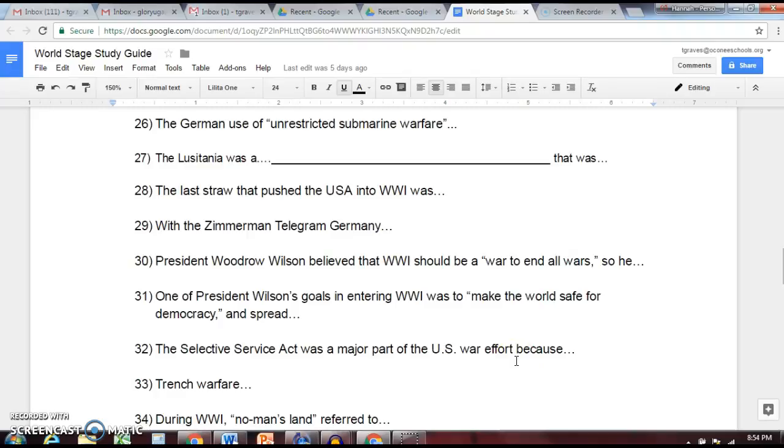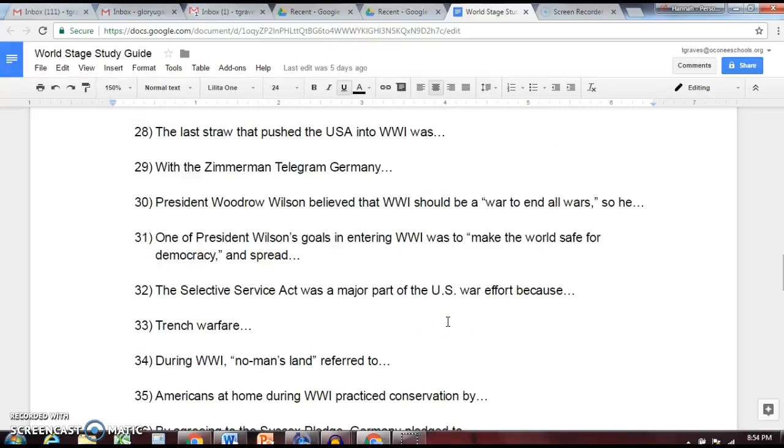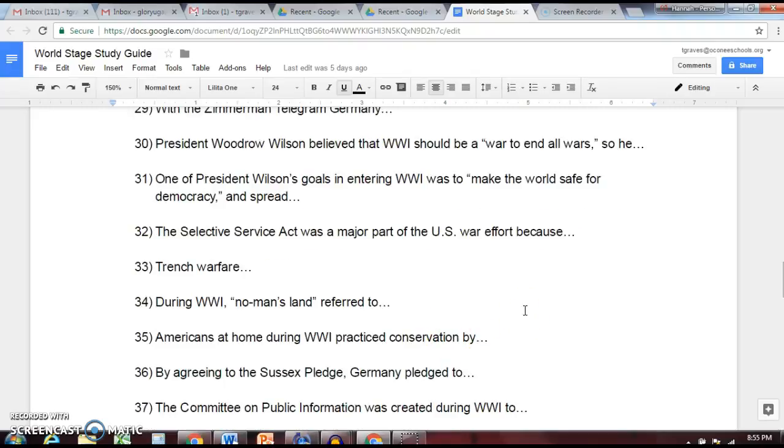Number 34, during World War I, no man's land referred to the area between the trenches on either side. You had the Germans on one side and the French on the other. That land in between them was no man's land because no man wanted to go in there. Number 35, conservation is basically preserving food as much as possible. Americans at home during World War I practiced conservation by growing their own food, what they called Victory Gardens. Also had things like Meatless Mondays to try to conserve food for the soldiers.